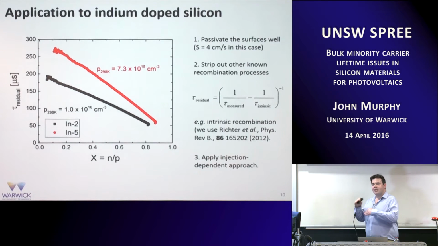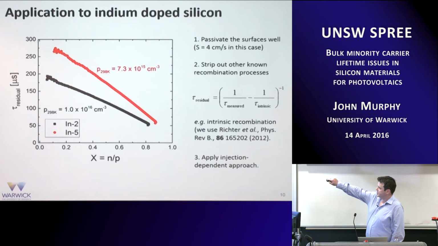Now, the rest of the indium, the indium that isn't ionized, acts as a recombination center. It's a deep level, and that gives you a certain recombination behavior. And so here you can see two injection-dependent lifetime curves. This is lifetime corrected for Auger and band-to-band recombination. This is N over P, as I showed earlier.